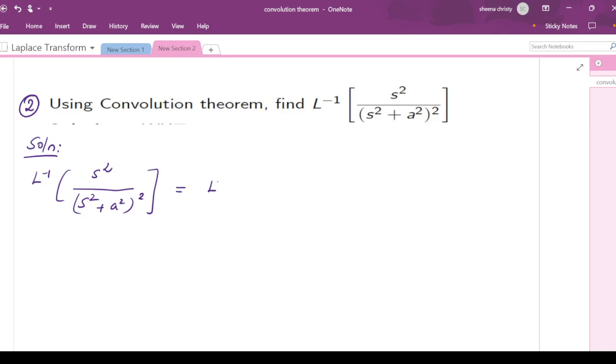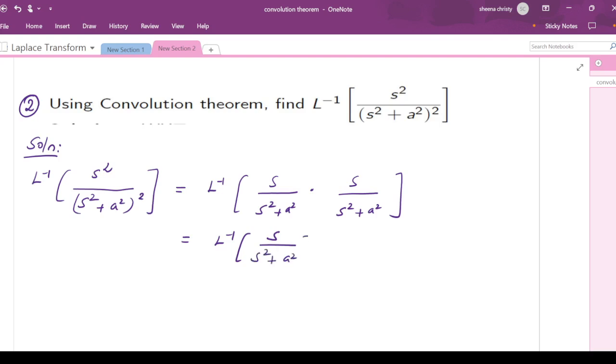You can write it as L inverse of s by s square plus a square times s by s square plus a square. So this I can write as L inverse of s by s square plus a square star L inverse of s by s square plus a square. Now what is this equal to? This is cos at star cos at.